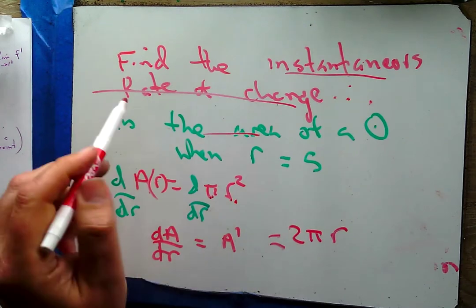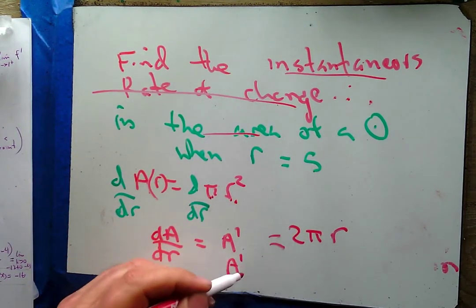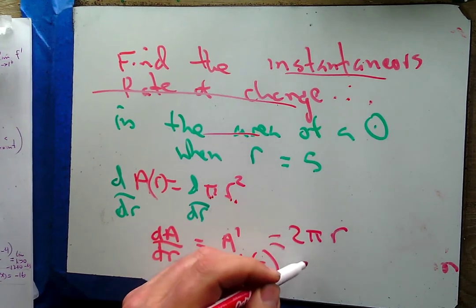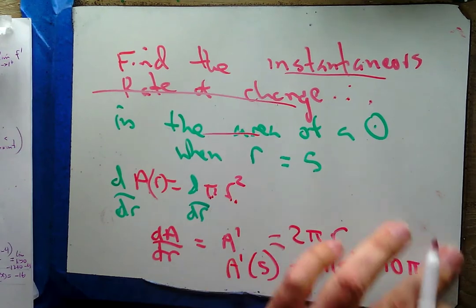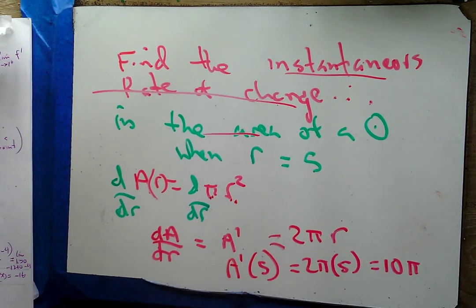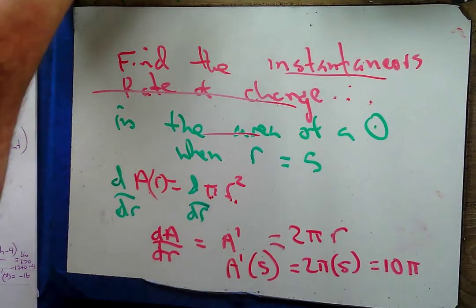Okay, and what did we want? We wanted the instantaneous rate of change in area when r is 5. So we want A prime of 5. And so we're going to get 2 pi times 5, or 10 pi. 10 pi is our instantaneous rate of change in area with respect to radius.